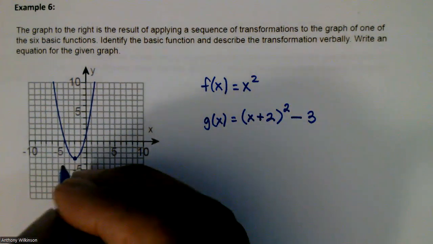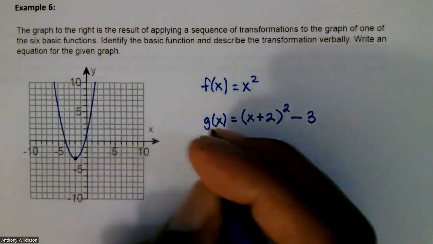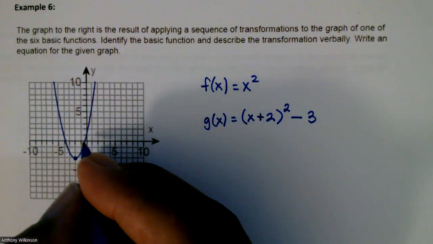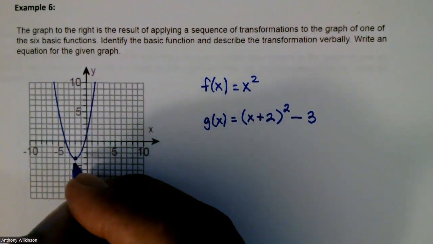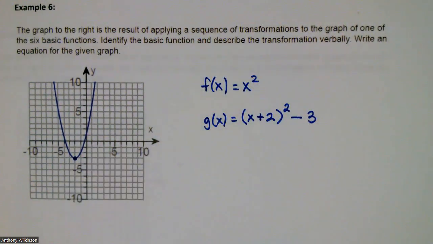Okay. Here we went to the left 2, so we have to use a plus 2, not minus 2. And then down 3. That was the vertical shift. So that means we went down 3, so it has to be minus 3 in this case.